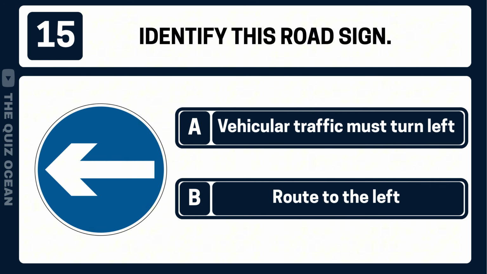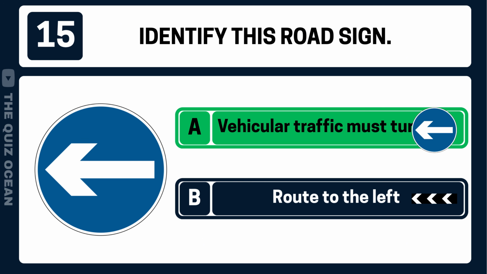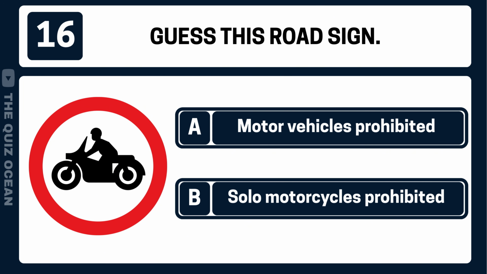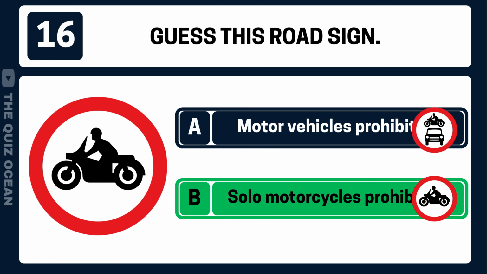Identify this road sign. A. Vehicular traffic must turn left. B. Route to the left. Correct. This is the vehicular traffic must turn left. Guess this road sign. A. Motor vehicles prohibited. B. Solo motorcycles prohibited. Nice choice. This sign prohibits solo motorcycles on this road.